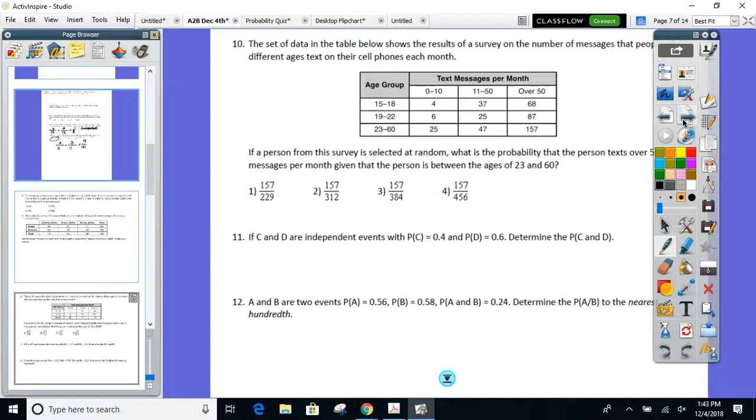I love how this survey was done. You got 15 to 18, 19 to 22, and then boom, 23 to 60. That's a lot. Yeah, some good surveying.